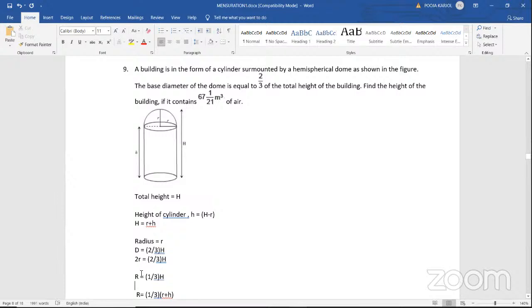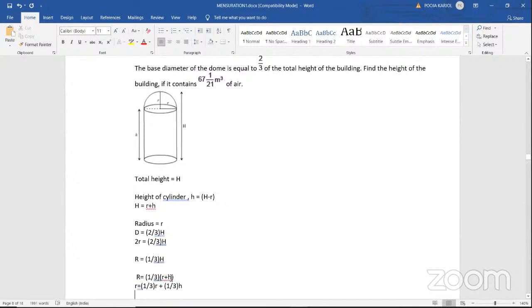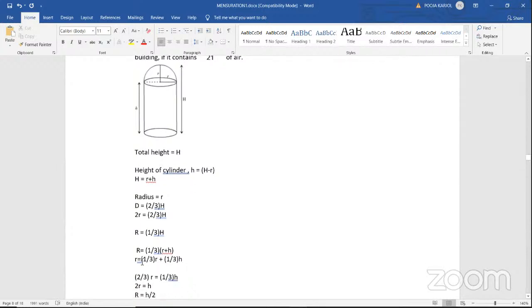So if I write d as 2r, I can write 2r is equal to 2 by 3 H. So r is equal to 1 by 3 into capital H. But we want the connection between small h and small r. So the capital H, I'll write it as r plus small h. When you solve it, 1 by 3 r plus 1 by 3 h.